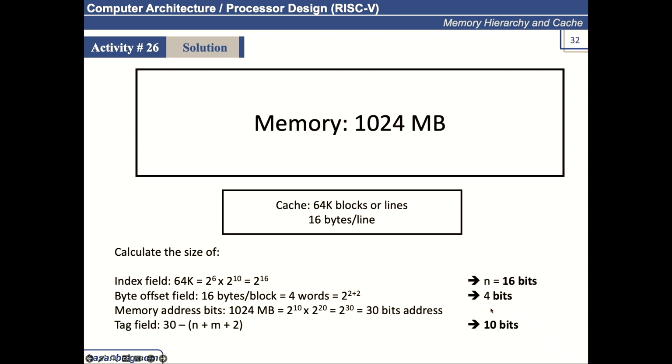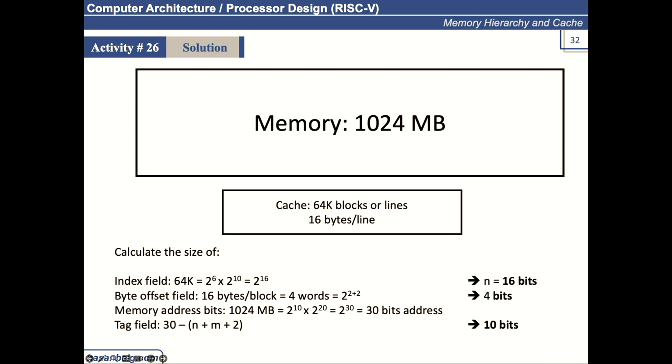So m was 2 to the power 2. Why 22? Where does this 22 come from? Like the n plus m. So n is 16. Yeah, m is 2. Wouldn't it be 4 now? So it's 2 to the power 2.